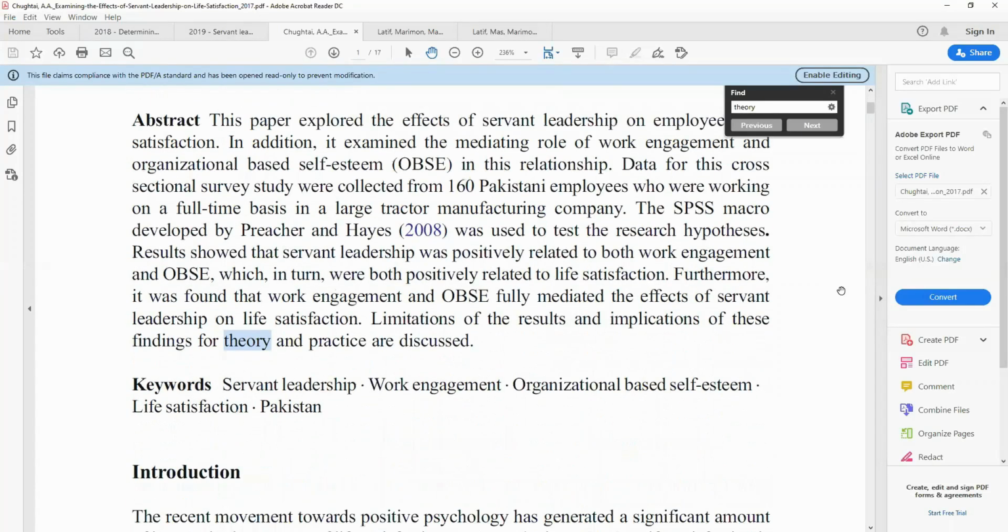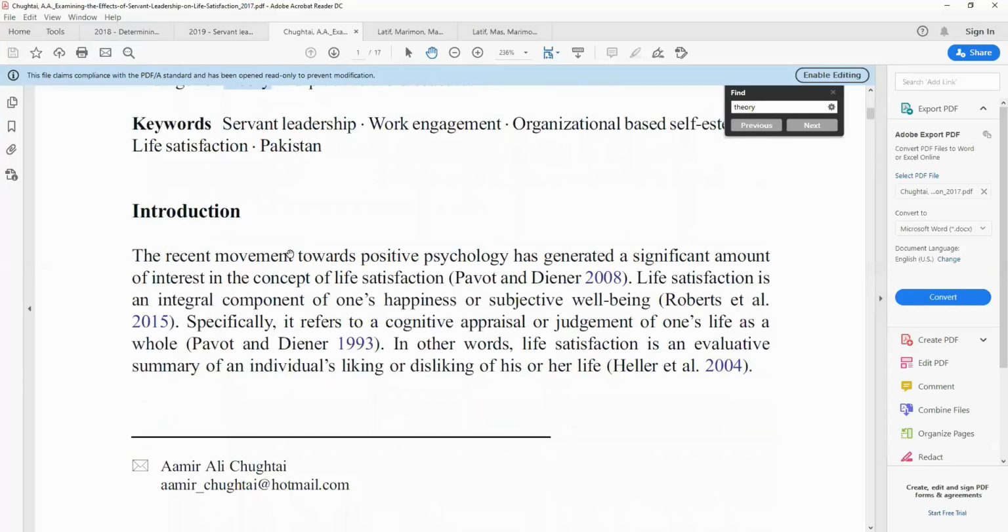So the research paper has started with, the recent movements towards positive psychology has generated a significant amount of interest in the concept of life satisfaction. Now they are focused on life satisfaction. So this research paper is actually starting their debate with the value, with the need to study life satisfaction. And this is what you will see in all the papers. A research paper will start with the value and the need of the topic, the need to study the topic.